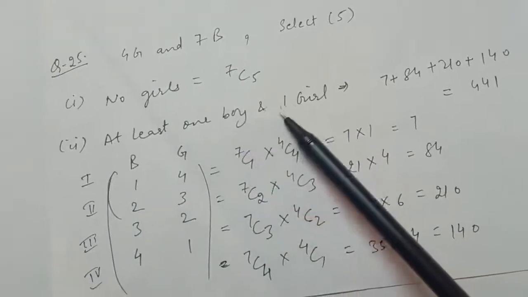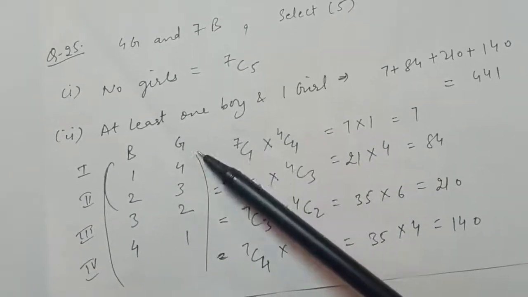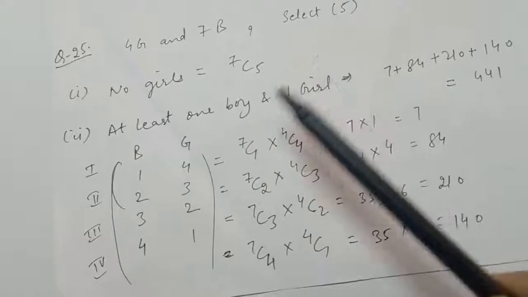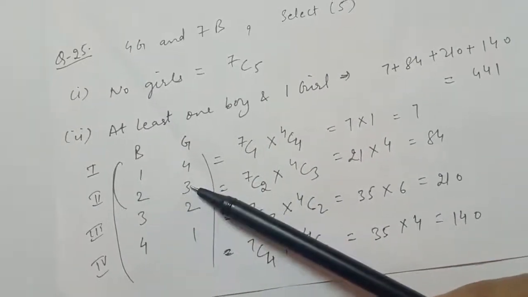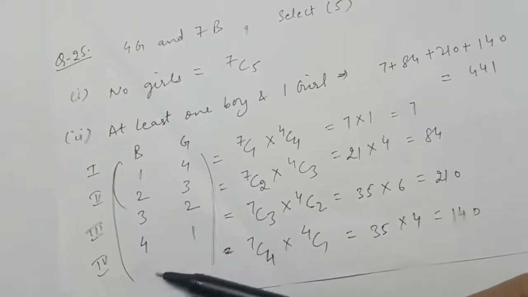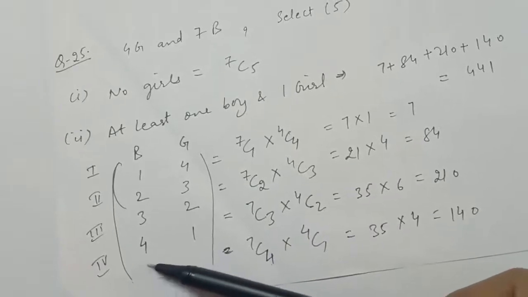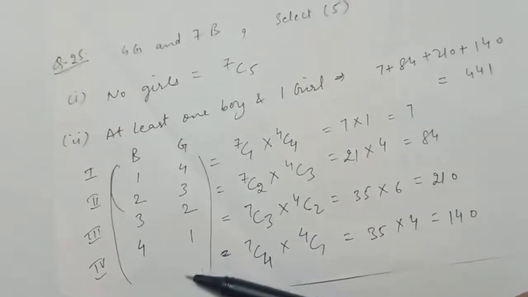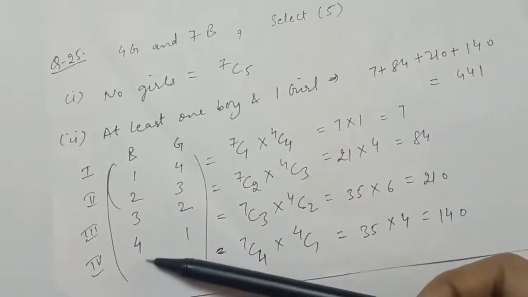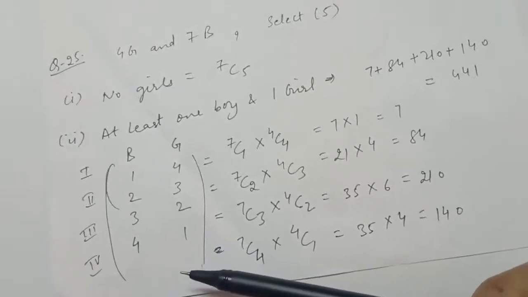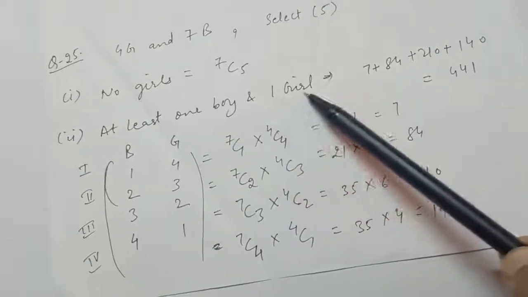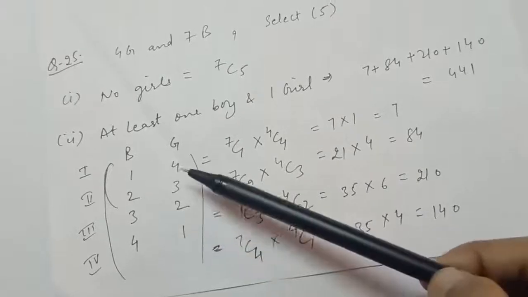Next is at least 1 boy and 1 girl. So there will be different cases. Suppose there is 1 boy, then 4 girls because we want to select 5. If there are 2 boys, then 3 girls; 3 boys, then 2 girls; and 4 boys, then 1 girl. No next case. If I select 5 boys, then there will be 0 girls because we want to select only 5 students, right? So 5 boys and 0 girls will not be considered because it is given at least 1 boy and at least 1 girl. So these are the cases.